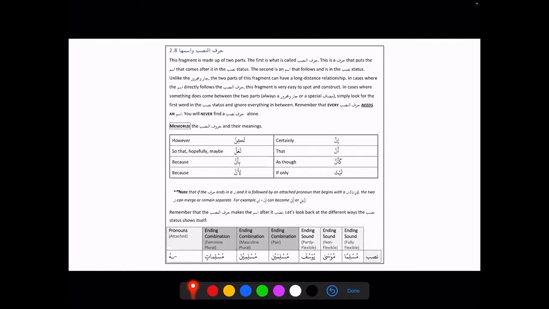Whenever we see harfu nasab, it's not necessary that next ism is going to be nasab in status. Rather, we need to find it. Where is ism nasab in status? When we find the very first ism nasab in status, that is going to be the victim of harfu nasab, or ism of harfu nasab.